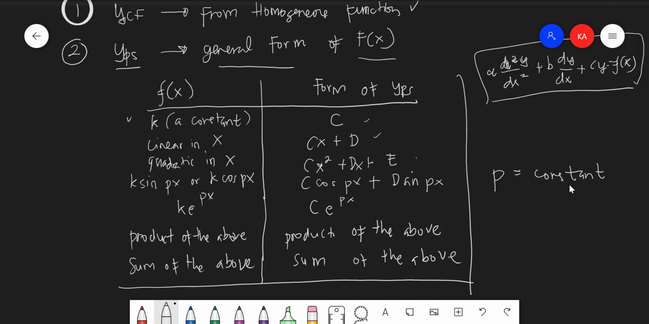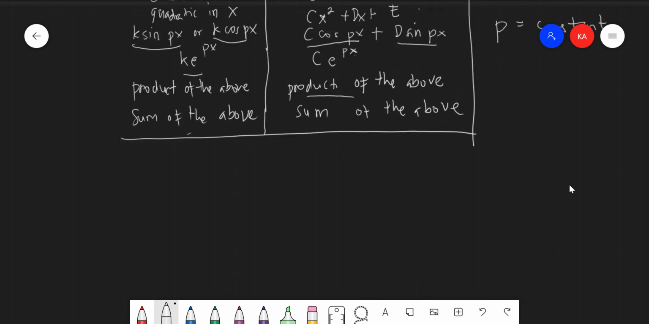If f(x) is k sin px or k cos px, the form of y_PS is C cos px plus D sin px. If f(x) is k e to the power of px, the y_PS is C e to the power of px. If it is a product of the above, like linear times quadratic, the form is also the product of the above. For a sum of the above, the form is also the sum of the above. So this is how to find the general solution of the non-homogeneous ODE.